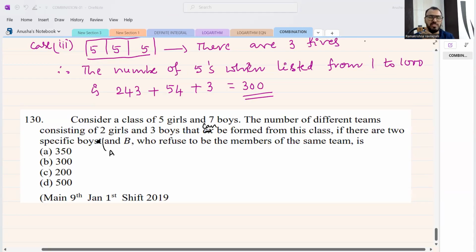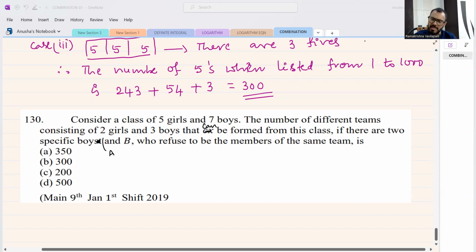Here is one more question based on committees. Consider a class of 5 girls and 7 boys. Find the number of different teams consisting of 2 girls and 3 boys that can be formed from this class. We have to form a 5-member committee, 2 girls and 3 boys. If there are 2 specific boys, A and B, who refuse to be members of the same team, meaning they don't want to serve in the same committee, they are enemies to each other.